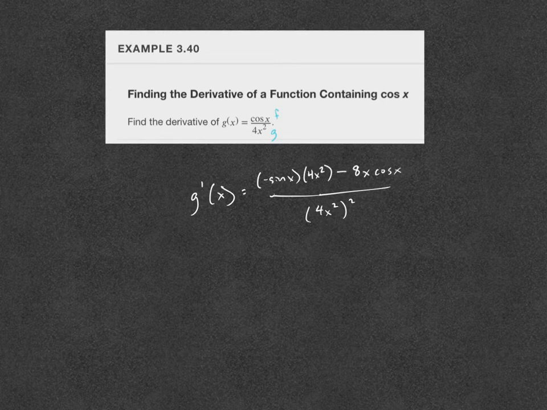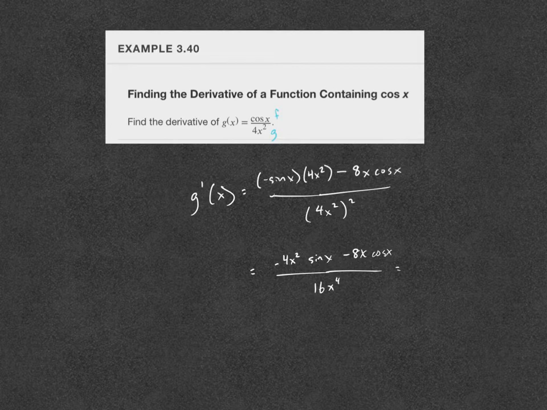Ooh, that looks a little bit messy. So we'll clean this up a bit. This is equal to, I'll start with my denominator. 4 squared is 16, x to the fourth. And then let's write our numerator as negative 4x squared sine x minus 8x cosine x. And in this one, I am going to factor because I can see that I'm going to have some cancellation.